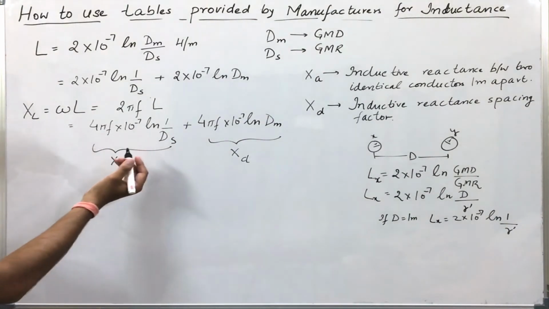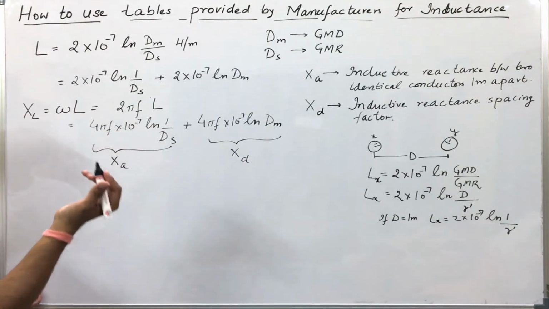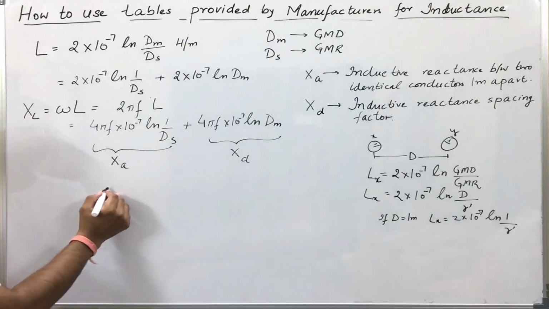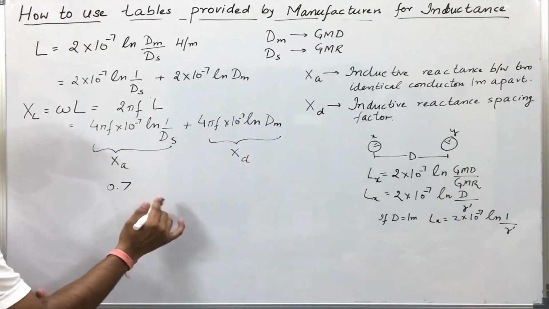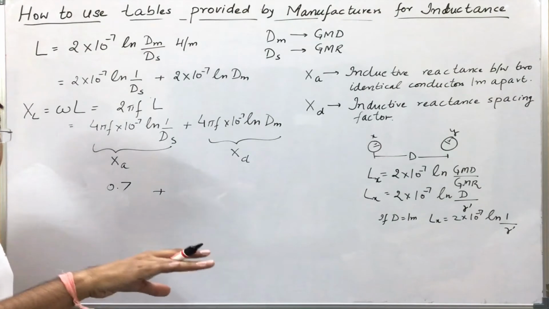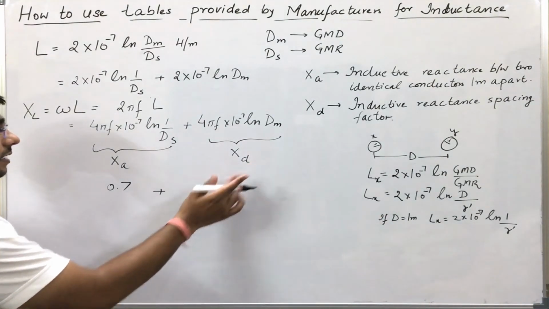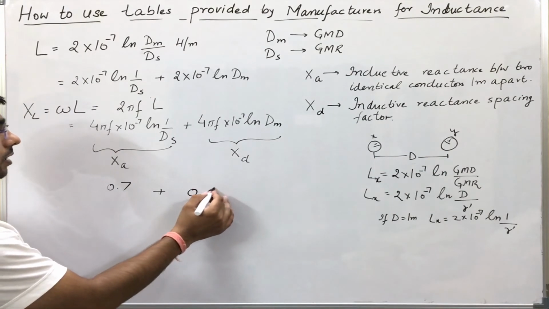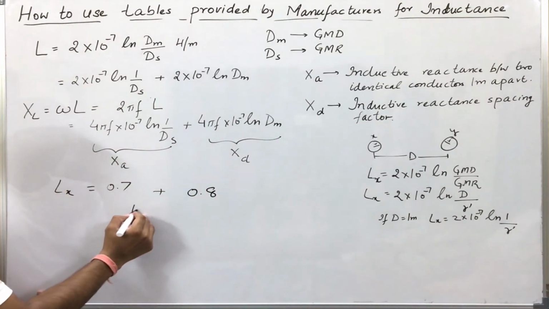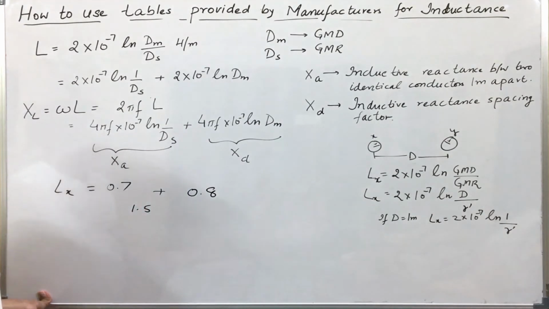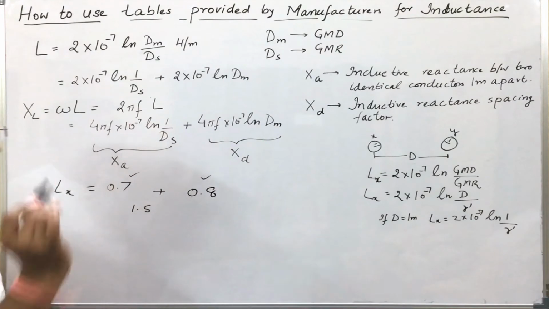Let us say I have been given for some conductor, let us say X conductor, this Xa is given, let us say 0.7 Henry, and this is also given, let us say that the conductors of that transmission line are 20 meter apart, and because of that this factor is also given, let us say 0.8, then the total inductance of that conductor will be simply 1.5 Henry per meter, or whatever the units these are in.